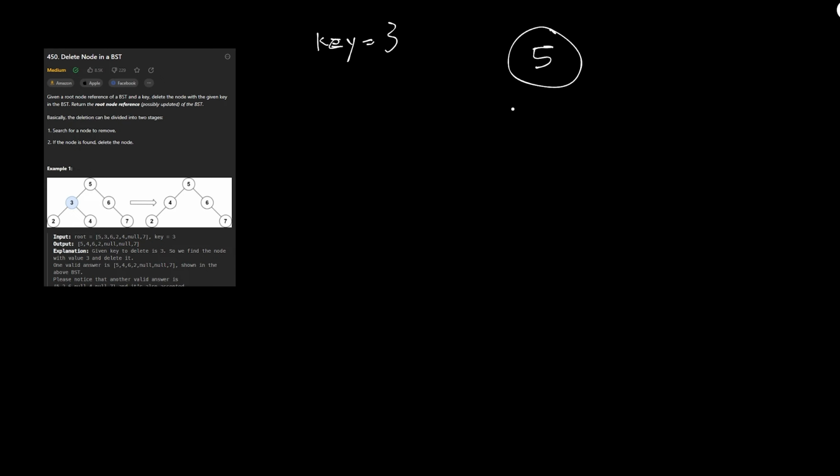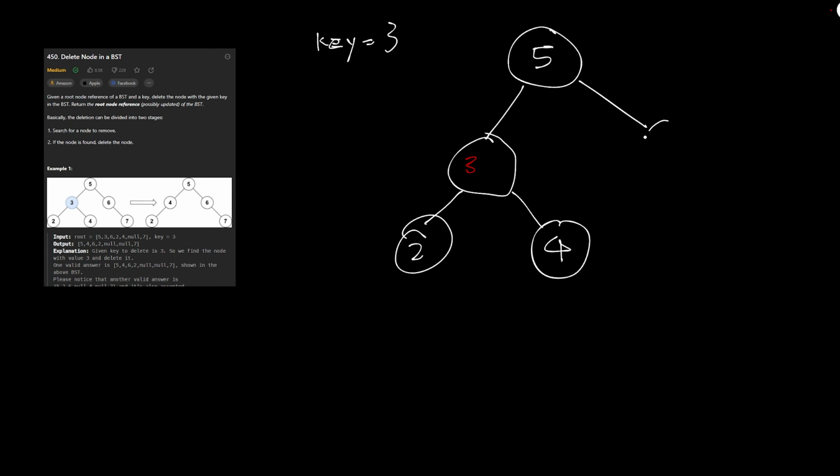We have 5. We want to remove 3. We have 2, 4, 6, and 7. Okay. How do we traverse a binary search tree? How do we even get to the node that we want to delete? Well, like I said, recursion is our best friend here, right? So our program is going to start at the root node of this tree, which is 5, and it's going to need to go down somehow. So how does it go down?